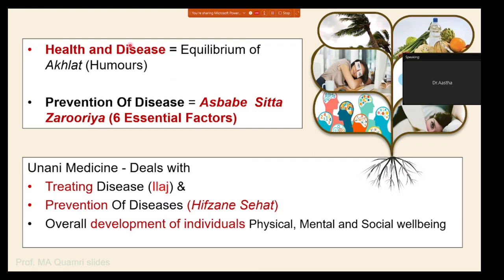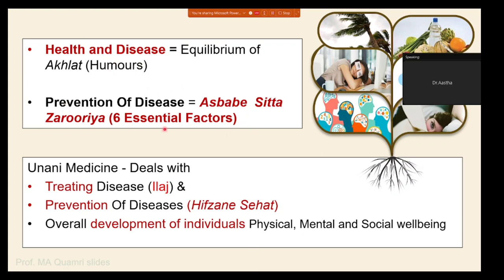So I hope that we are able to find the right meaning. The state of health and disease totally depends upon the equilibrium, with reference to the qualitative and quantitative balance of the four body fluids, along with the other Umoor-e-Tabiyya.